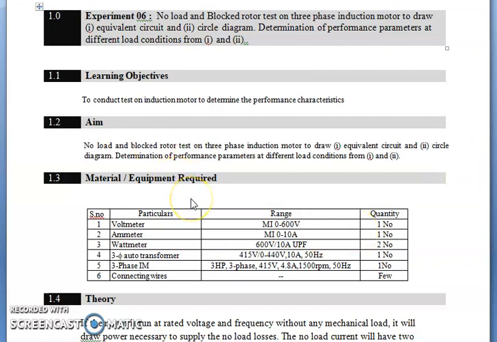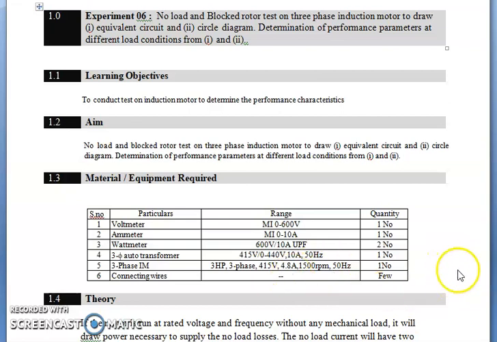Okay. Then what are the equipments required for conduction of this experiment? Here we use voltmeters and ammeters, and the rating of voltmeters and ammeters is decided based on the rating of the motor. Then two wattmeters are used, as three phase power is measured using two wattmeters. To vary the desired voltage across the stator of the induction machine, we use a three phase auto transformer. The machine under test is a three phase induction motor, and the rated current of that induction motor is 4.8 amps, speed is 1500 rpm. And a few wires are used for connection purpose.